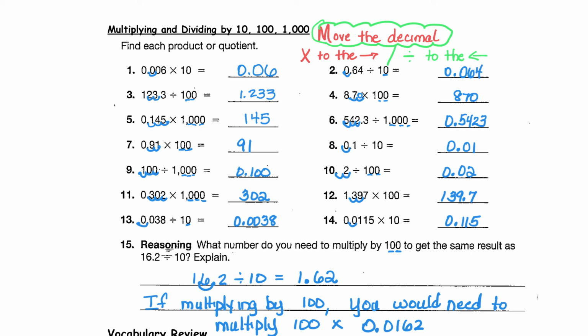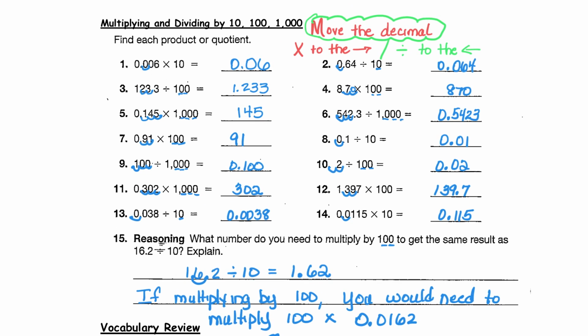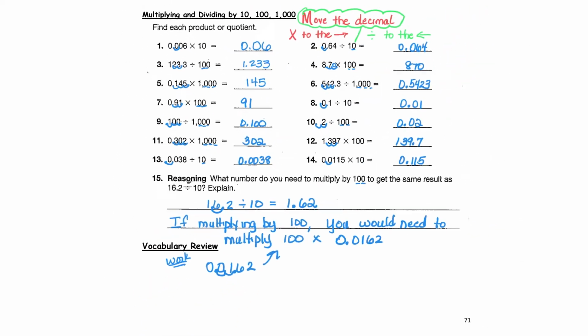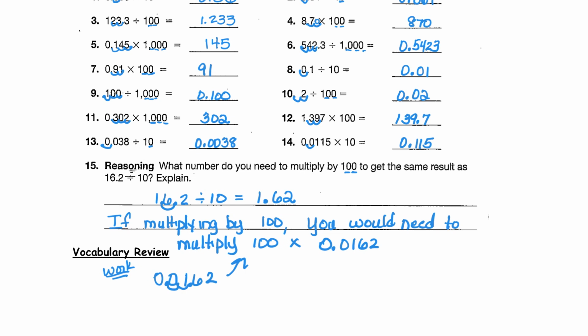Yesterday we focused on multiplying and dividing by 10, 100, and 1000. So just take the time right now and check your answers. And then for the reasoning, you can pause. For the reasoning, you can go ahead and notice the answer to number 15: what number do you need to multiply by 100 to get the same result as 16 and 2/10? That's a divided by 10, explain.